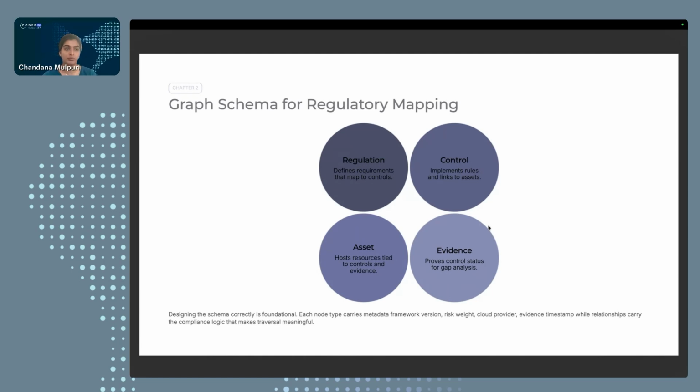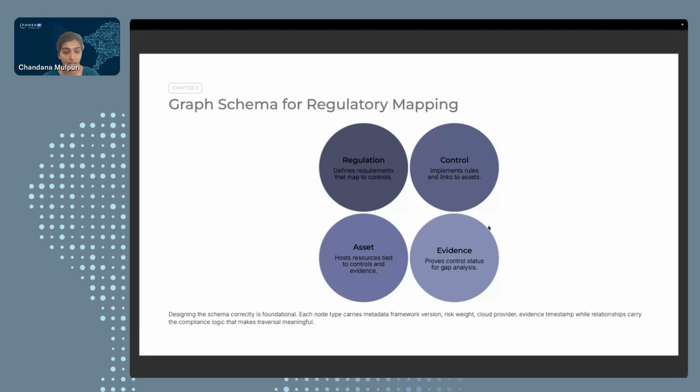This is the graph schema for regulatory mapping. In the first circle, we have regulation, which defines the requirements that map to the controls. In the second circle, we have controls, where we implement rules and link them to the assets. The third set is assets, where we host our resources tied to the controls and evidences. And the fourth set is evidences, where we prove the control status for gaps and analysis.